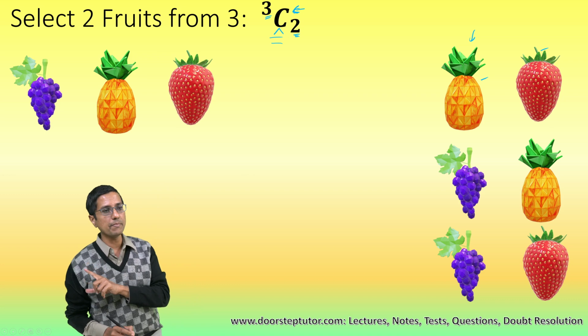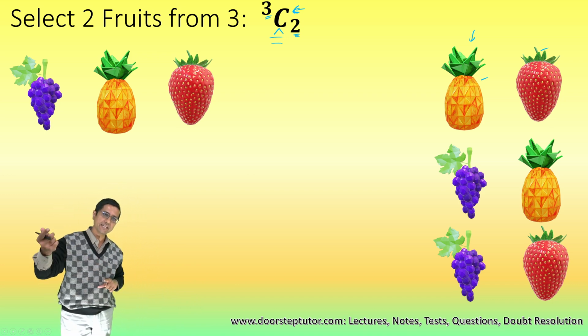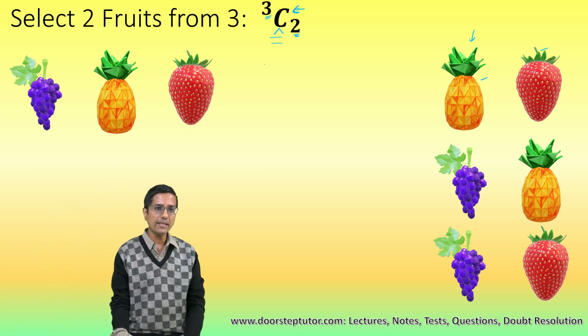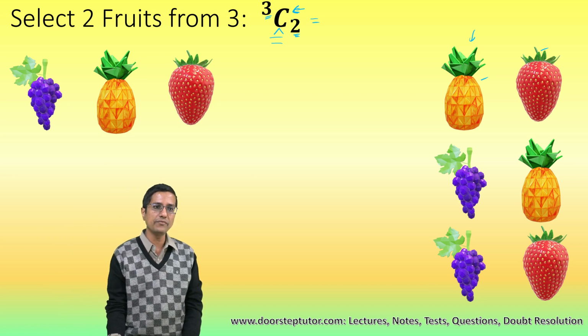When order does matter, then we are dealing with permutation, which we'll study in a separate class. Now, mathematically, to find the value of this 3C2, there is a formula, right? There is a general formula. So we will write it like this.